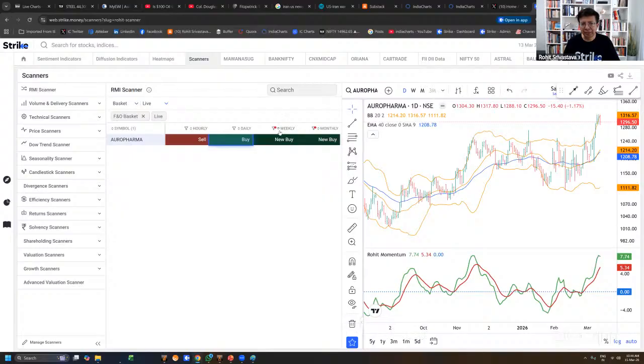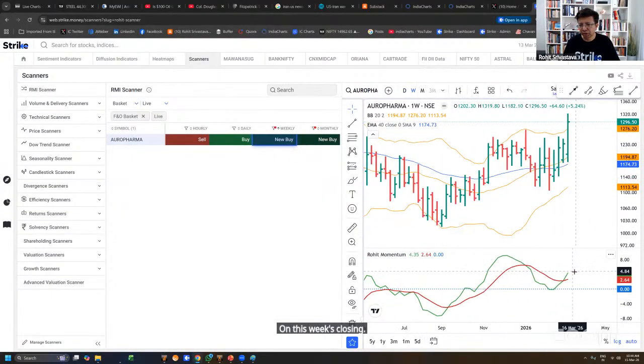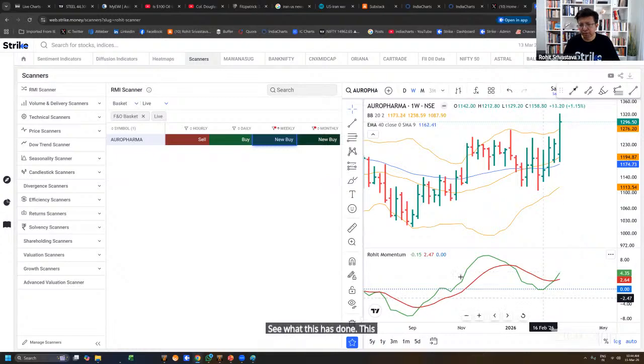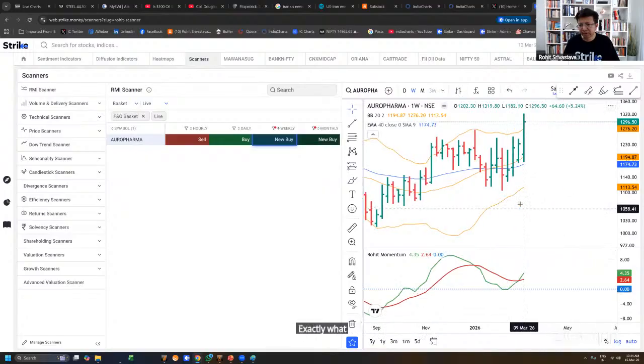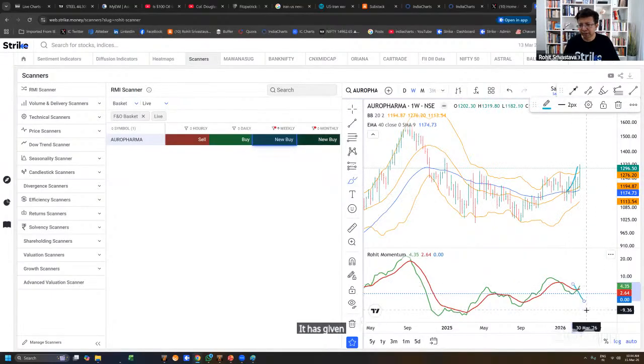On the weekly chart simply means on this week's closing. See what this has done. This did touch zero. It went to 0.15 here, exactly what we discussed some time back. Okay, it touched zero and then it has given a fresh buy signal.